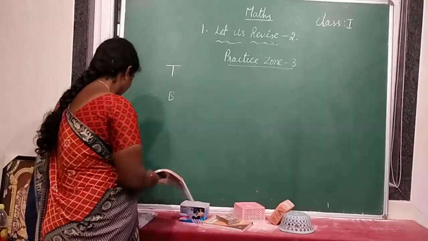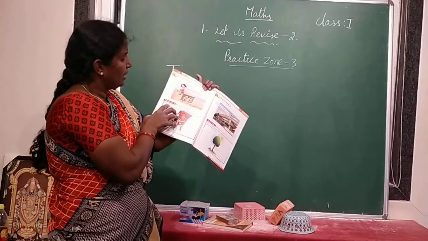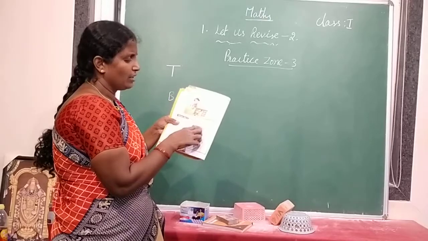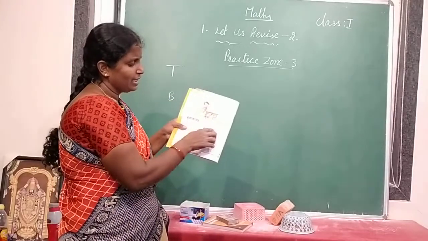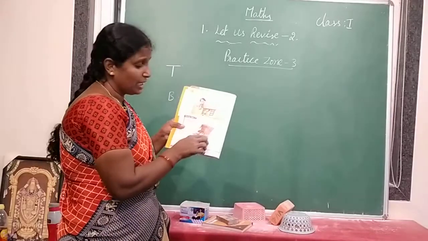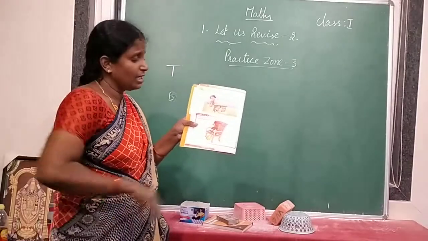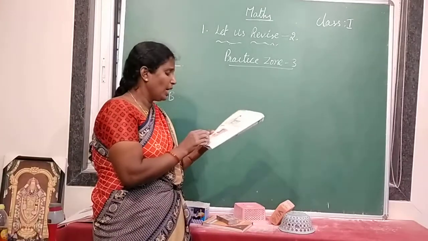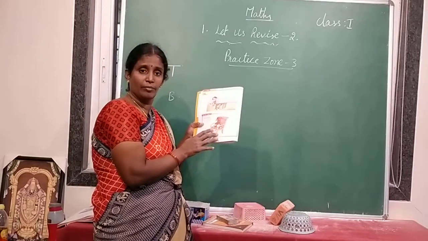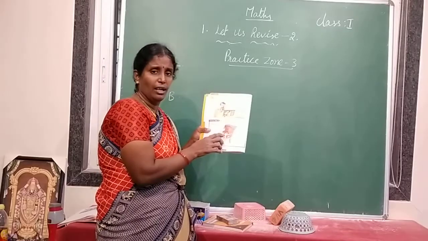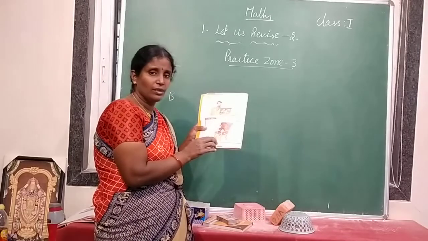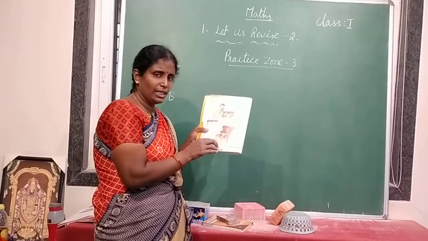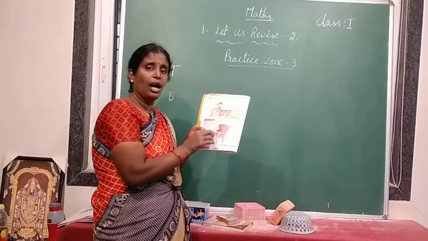And next, draw a smiley face for the object which is on the child. This is a child. Which is on the child? Ball or toy? So the toy is on the child and the ball is under the child. Understood? Ball is under the child and toy is on the child.